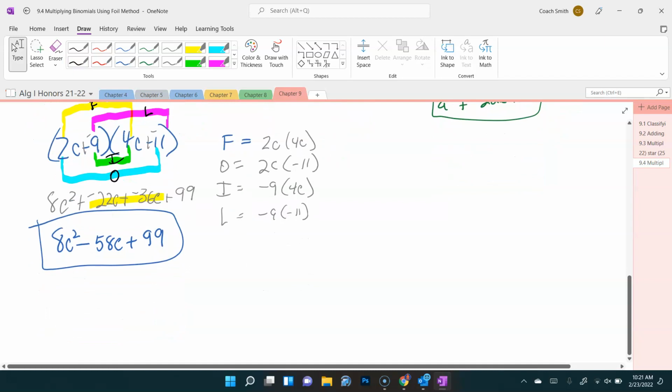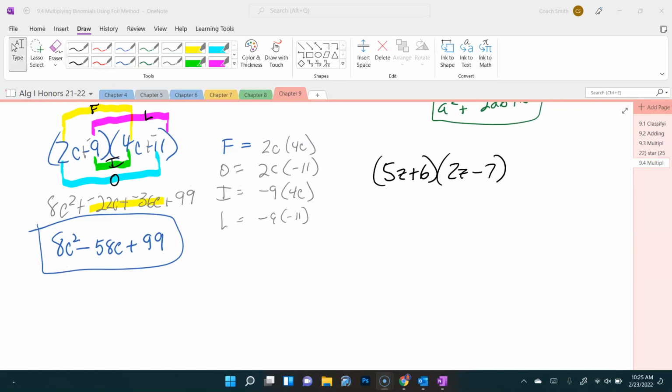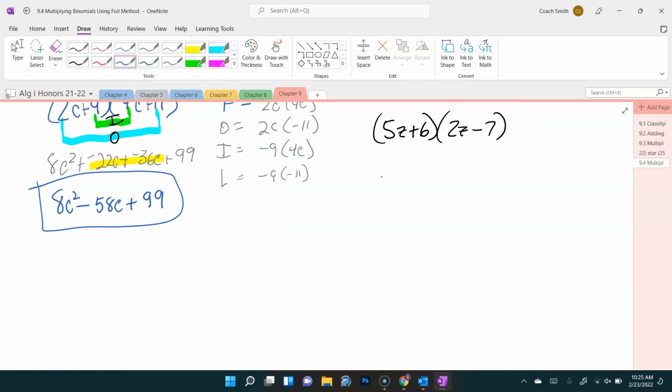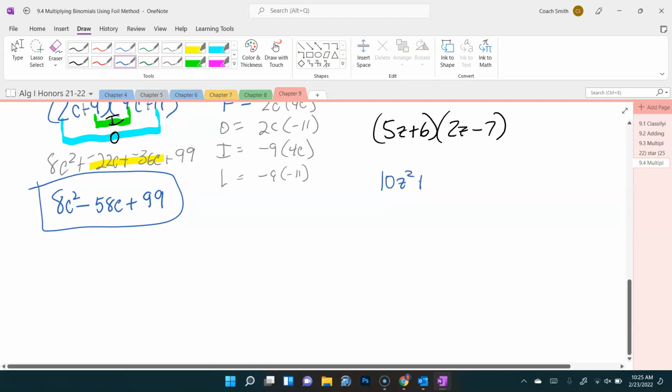Okay, I want you to try this one on your own. (5z + 6) times (2z - 7). All right. So that should be 10z squared plus 12z. Yeah, I got ahead of myself. Should be actually 10z squared, then it should be negative 35z plus 12z plus negative 42.